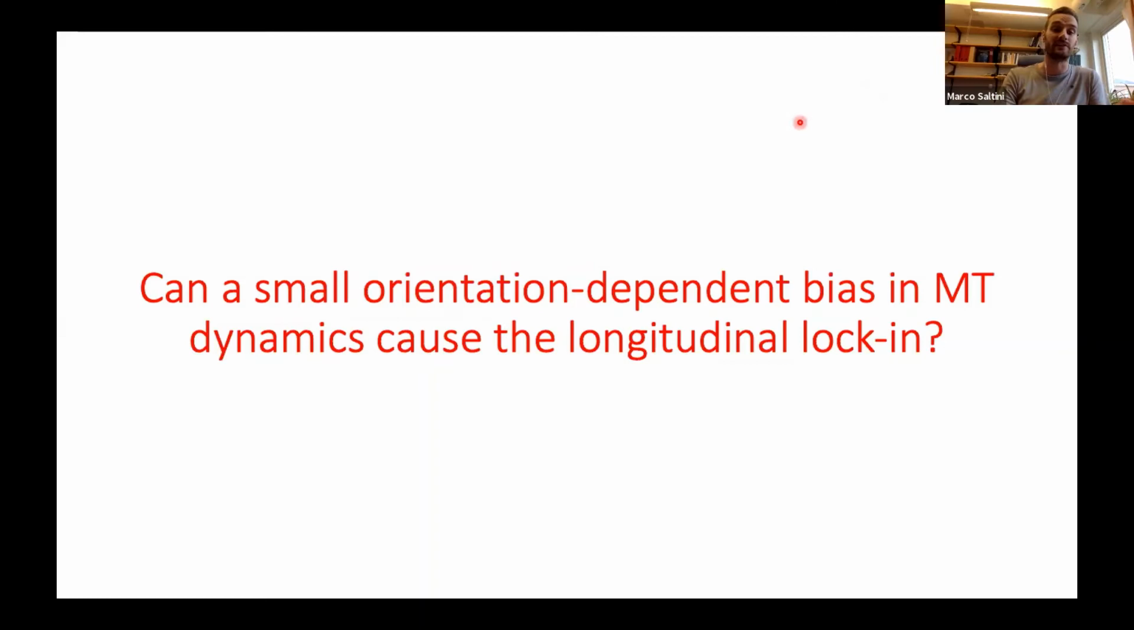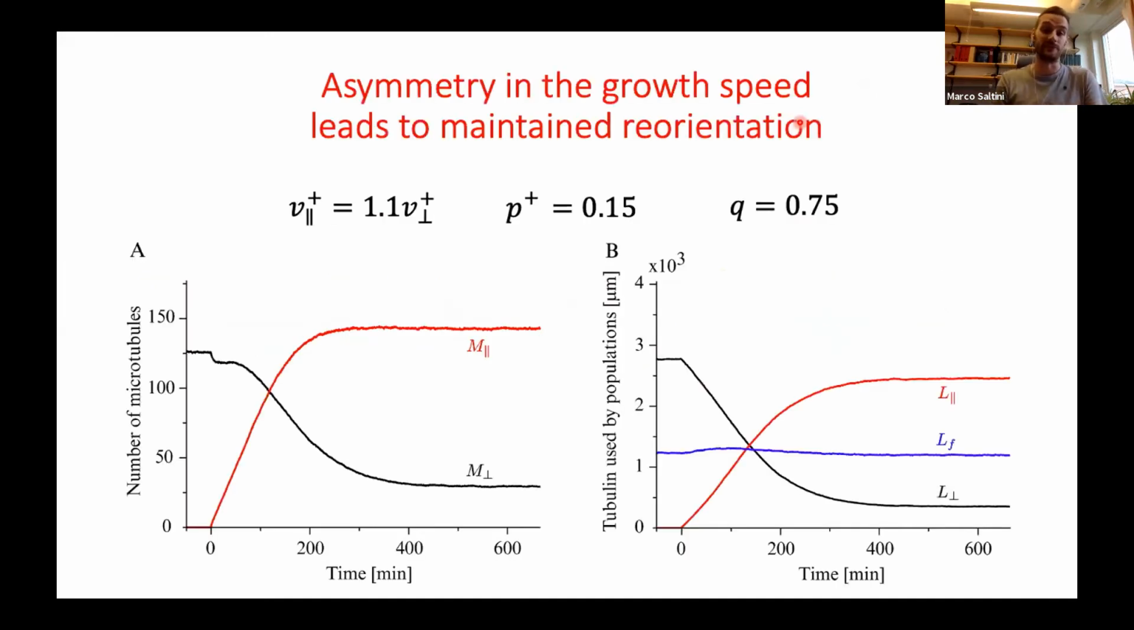Here, as I said before, we studied the case in which we have a small advantage for the growth speed of longitudinal microtubules, but we can very well assume that these imbalances are in the catastrophe rate, maybe longitudinal microtubules undergo catastrophes less frequently than transverse microtubules. The final outcome of the model is exactly the same. Now, if we run stochastic simulations again on this model, what we observe is that even a small bias in the growth velocity, here about 10% for the longitudinal microtubules, is enough to make this full reorientation occur and be maintained by the cell.